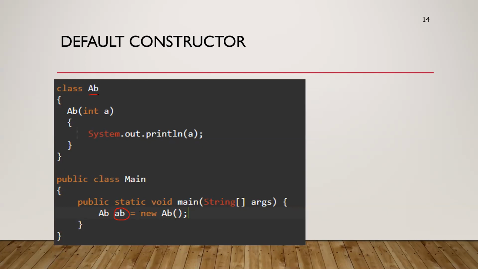Print 0. There is a garbage value. There will be a garbage value. Okay, any other answer? The default constructor will have... so print 0.